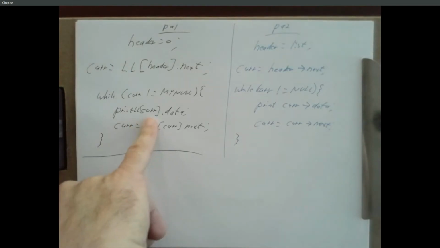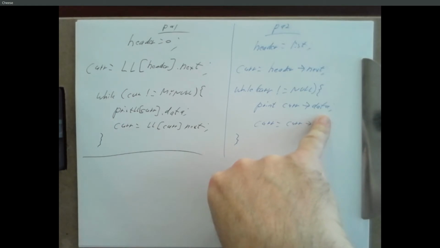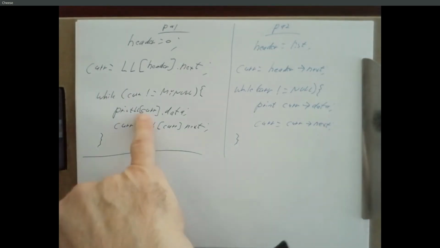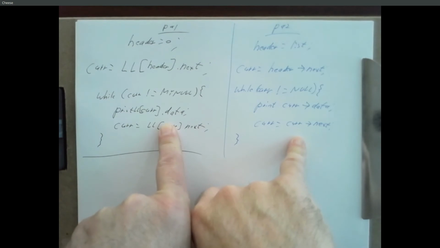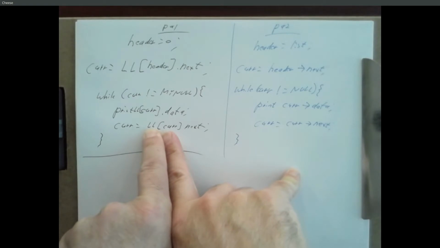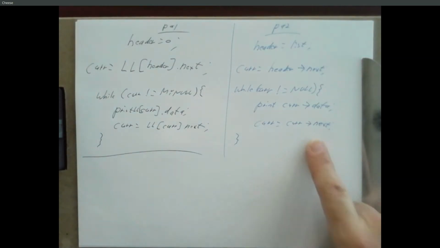So it's a one-to-one, line-for-line transition from static allocation to dynamic allocation from PA1 to PA2. And really the only difference is wherever we said LL bracket something dot field, we're going to say something arrow field. And I don't want you to just blindly go through the code and convert using this recipe, but go through, and for each line, read the comment that you wrote next to it and rewrite the line using this approach.